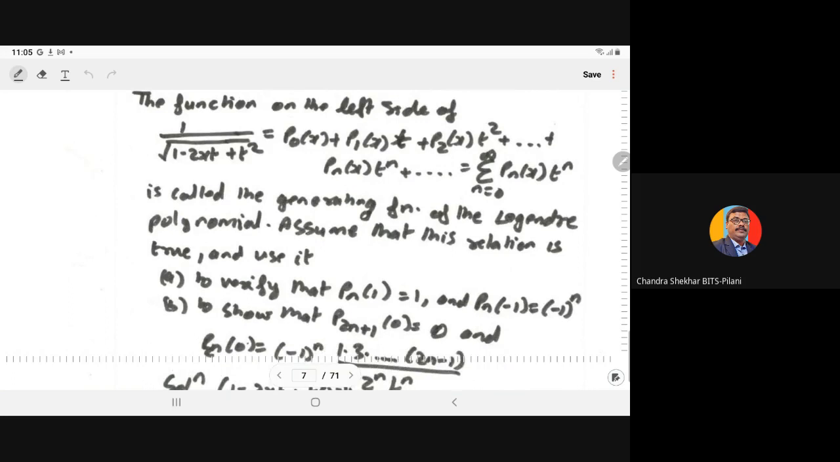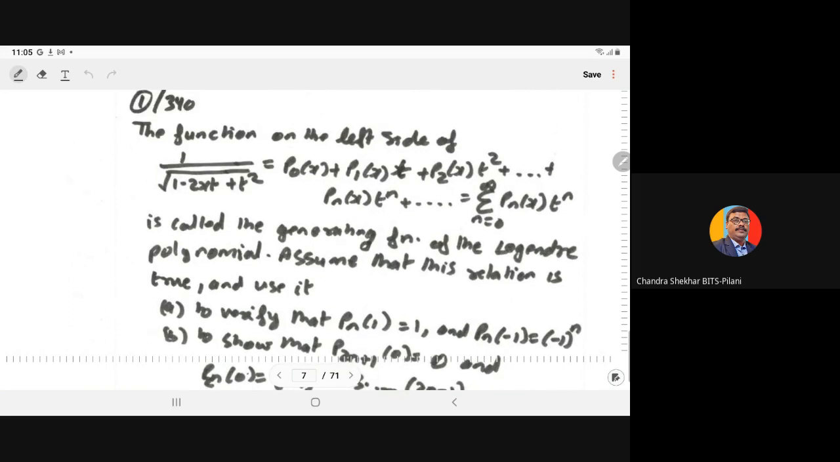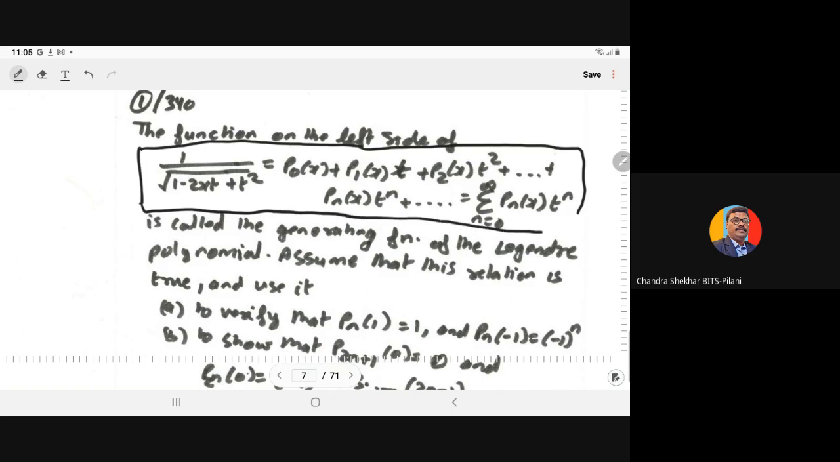Then after, we have seen a very important formula known as the generating function. The generating function is the function which can generate all order polynomials, right? So it is (1 - 2xt + t^2)^(-1/2) equal to the summation of Pn(x) t^n.